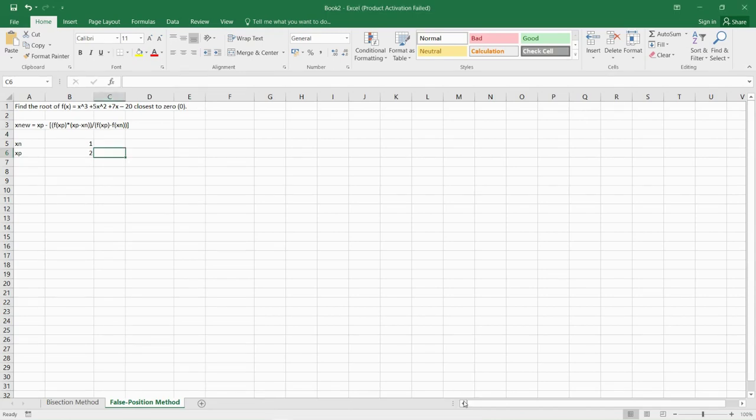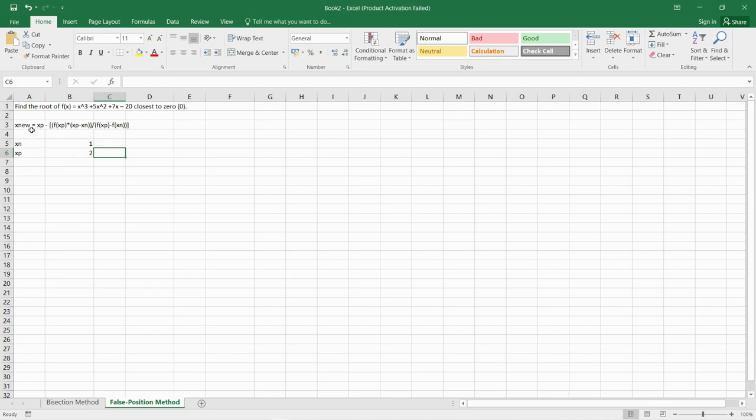We are going to solve for the root of f of x equals x cubed plus 5x squared plus 7x minus 20 closest to 0 using the false position method. It has the same steps as the bisection method. The only difference is the iterative formula.